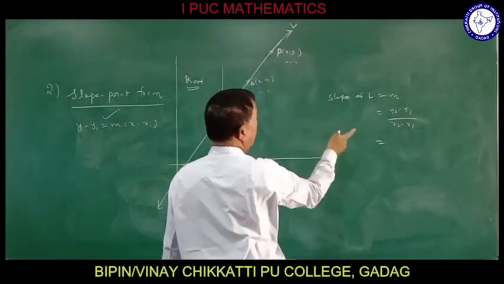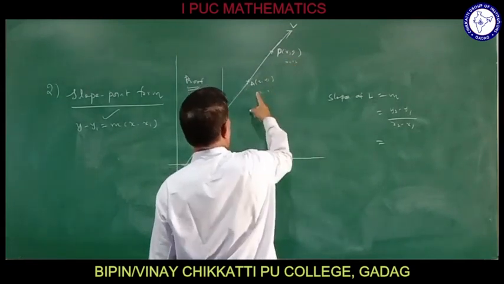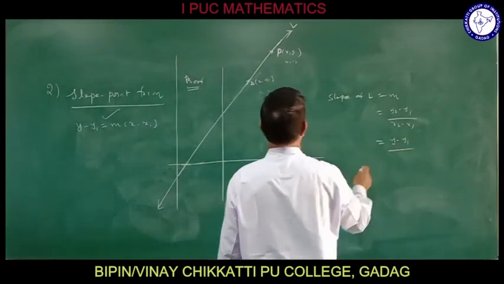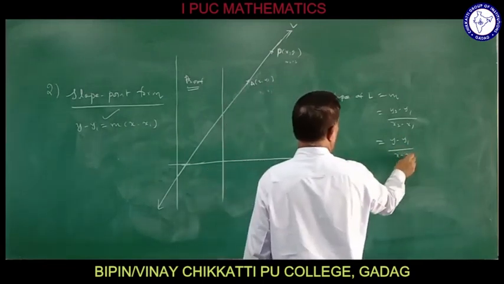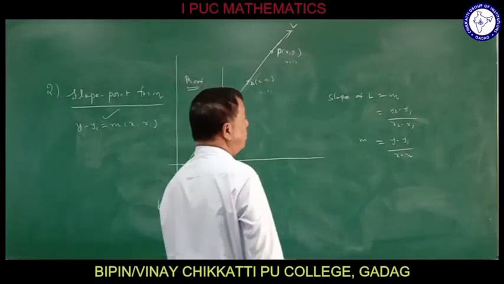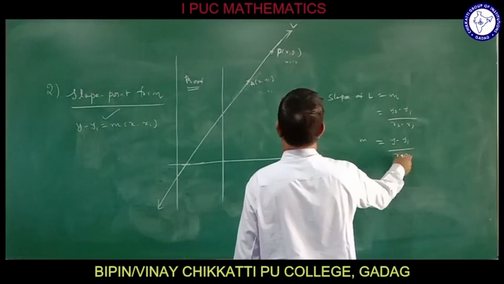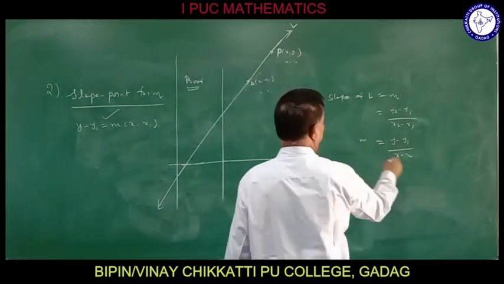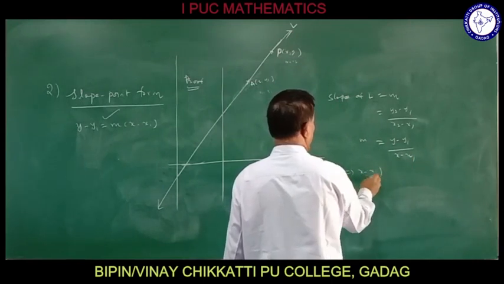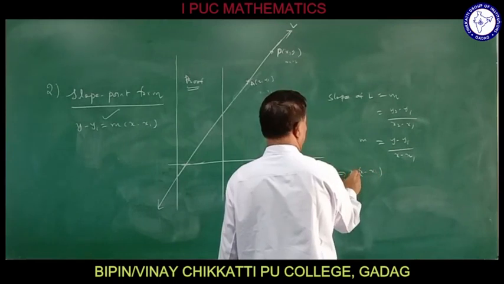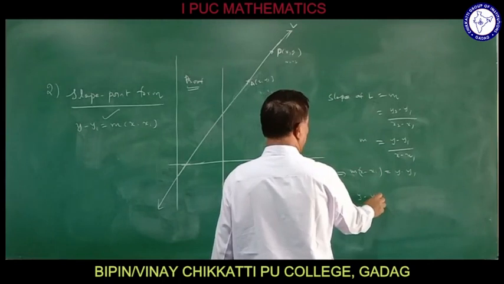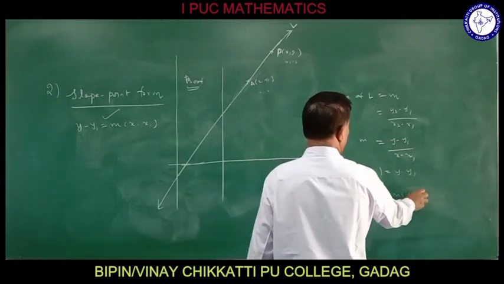What is the formula? y minus y1 divided by x minus x1 is equal to m. So by cross multiplication, you see that x minus x1 times m is equal to y minus y1. So this gives y minus y1 is equal to m into bracket x minus x1.